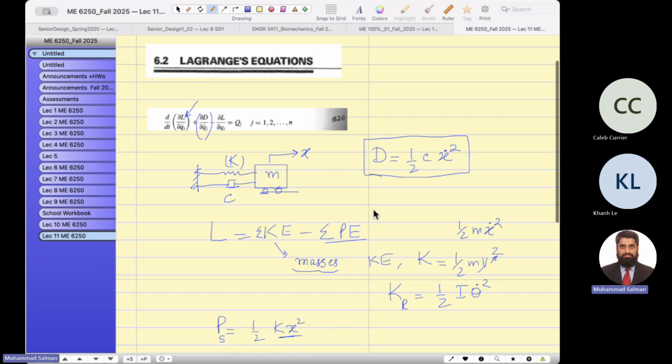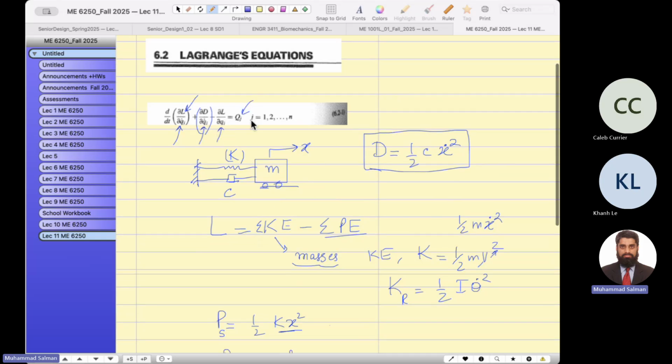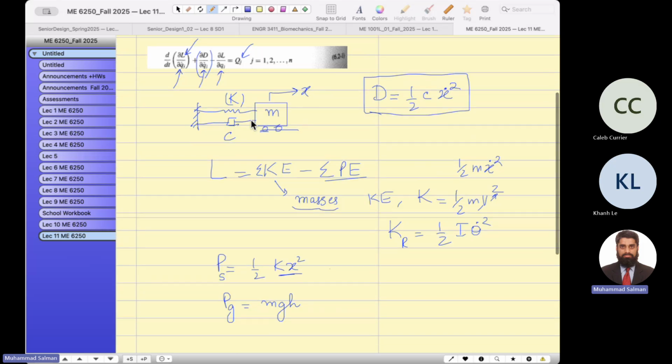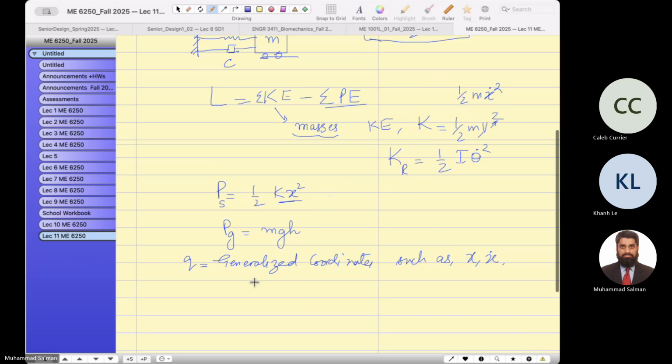And then you will ask your professor, what is this q? Let me explain a little bit in the formula. When you see the formula, this q stands for the generalized coordinates. We call them generalized coordinates, such as x, x dot, theta, theta dot, etc. So it completely defines the equation.